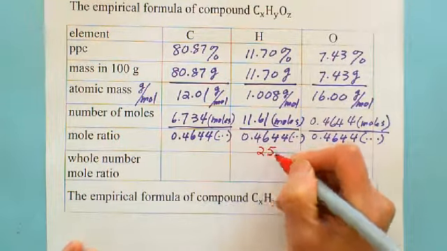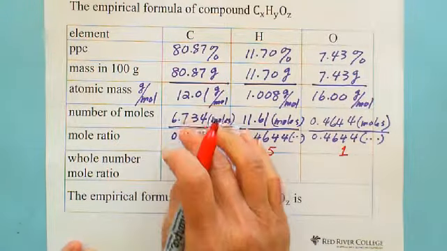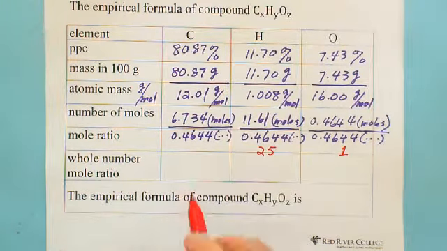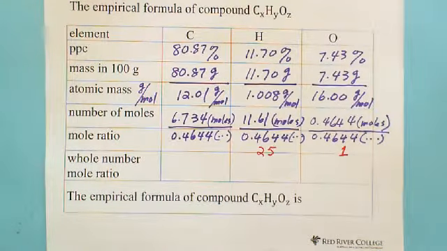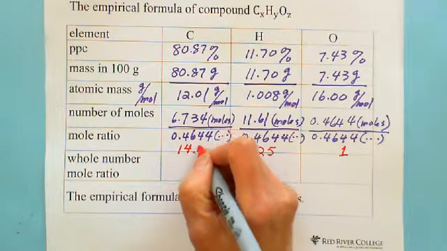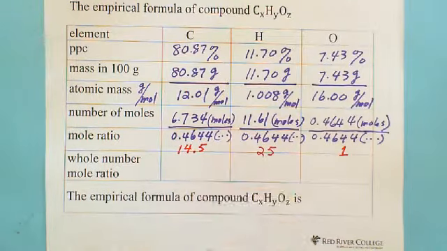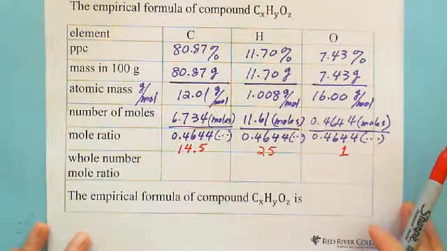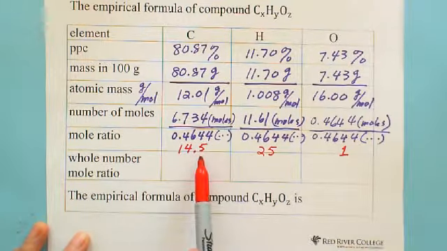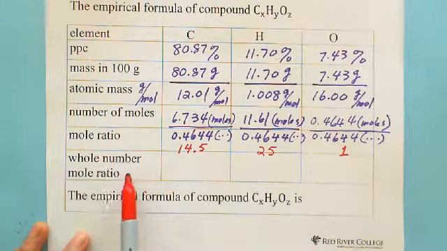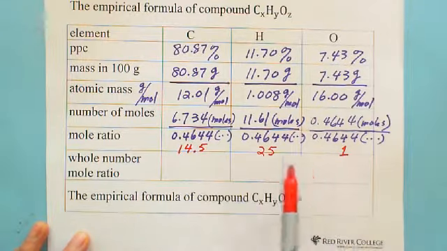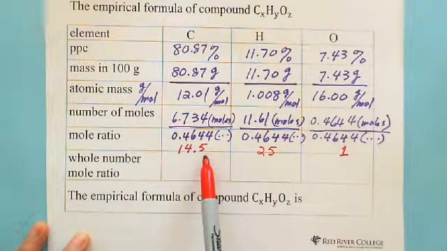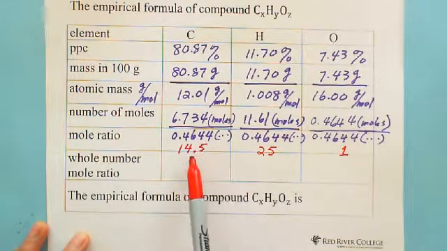You can use a calculator to find this one. And this ratio, 6.734 divided by 0.4644, we got 14.5. This mole ratio is 14.5 to 25 to 1. But this is still not simplified because this one has a decimal. That's why we want to get the whole number mole ratio just by multiplying by 2. 14.5 multiplied by 2 makes a whole number.